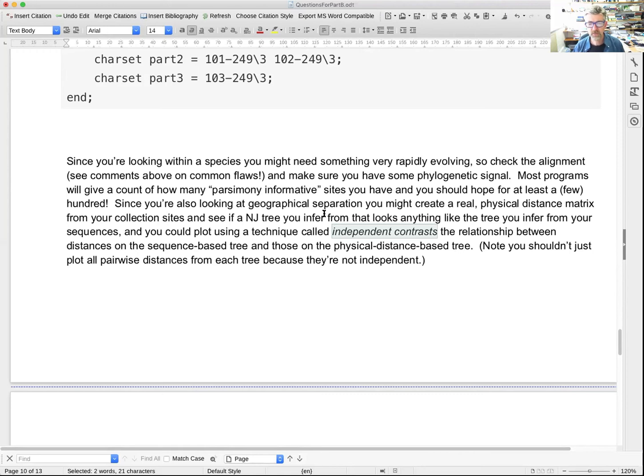You have to be careful doing that. It's not just that you plot every pairwise distance in the geographical area and every pairwise distance on the phylogeny, because a lot of those distances are not independent of each other. On the tree, the distance between 2 taxa, 2 leaves, could well be overlapping with another distance, because the distance on a tree is the sum of the lengths of the edges of the path on that tree joining the two.